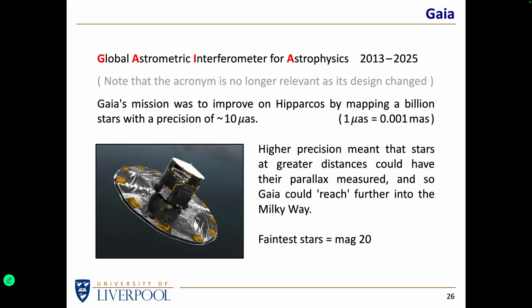The higher precision means that we can see smaller motions of stars, or if you like, the apparent motions of stars at greater distances. If we say that we can't change the baseline of the distance from the Earth to the Sun, then greater precision with the measurement of the parallax angle means that we can determine distances out to greater distances within the Milky Way. In other words, Gaia could effectively reach further into the Milky Way than Hipparcos could. It can also see a lot fainter stars, down to magnitude 20.